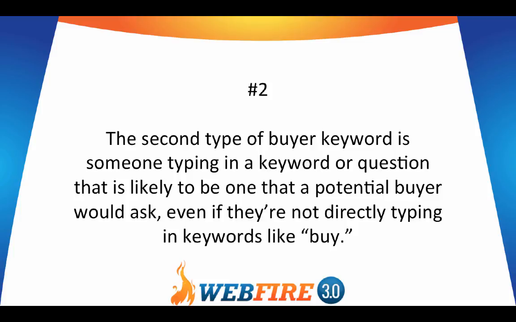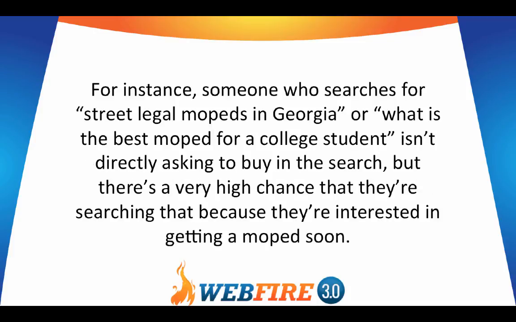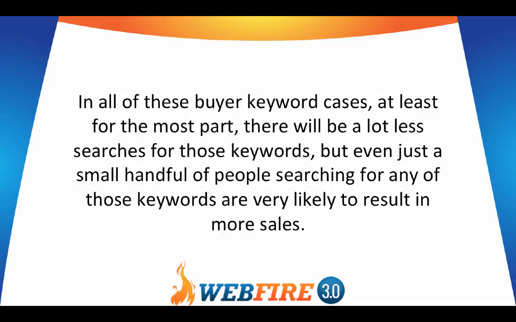The second type of buyer keyword is someone typing in a keyword or question that is likely to be one that a potential buyer would ask, even if they're not directly typing in keywords like buy. For instance, someone who searches for street legal mopeds in Georgia, or what is the best moped for a college student, isn't directly asking to buy in the search, but there's a very high chance that they're searching that because they're interested in getting a moped soon.